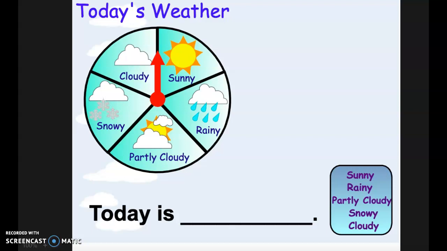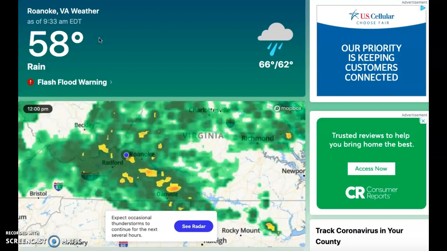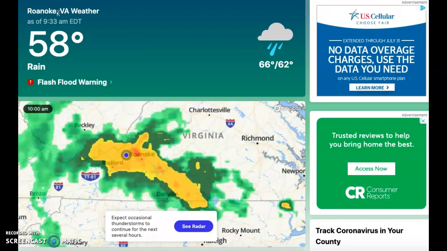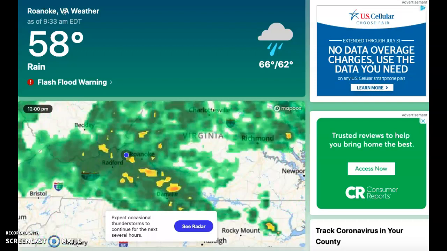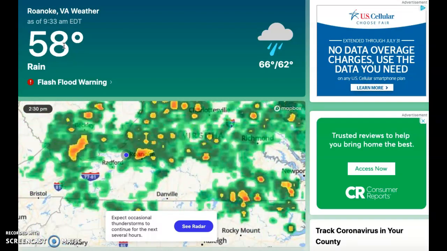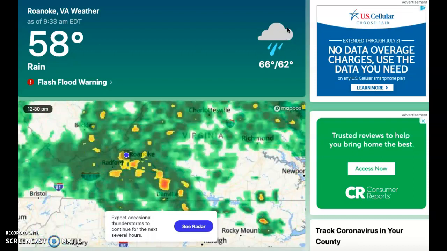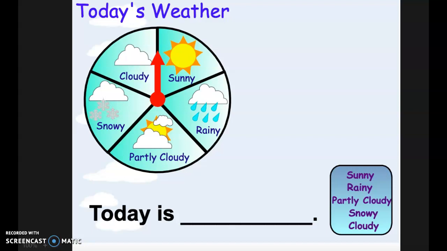Alrighty, so if we go to weather.com and we search Roanoke, Virginia, Roanoke being our city, Virginia our state, it says it is 58 degrees outside and rainy. So we're going to put our spinner on rainy, and we're going to put the word rainy in the blank. Today is rainy.